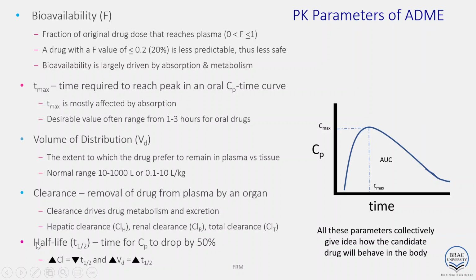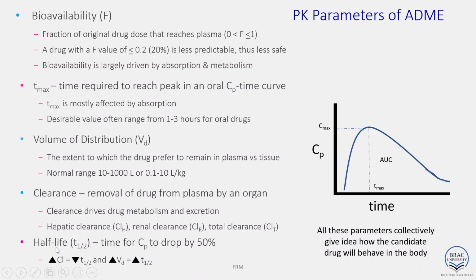And at the last, here is a relationship you can see with clearance. If the clearance is high, that means the T half will be low, and if the volume of distribution is high, that means the T half will be high. So you are getting that right.